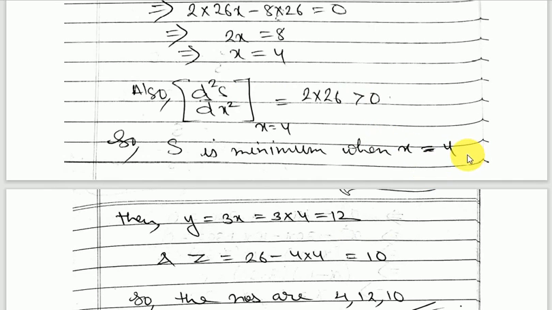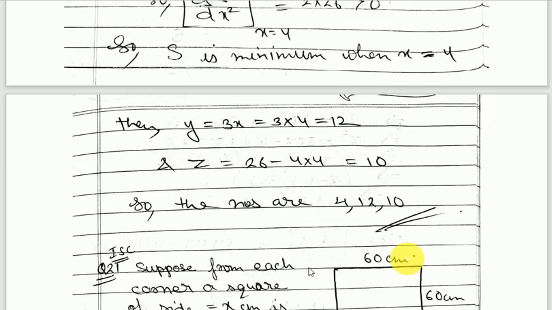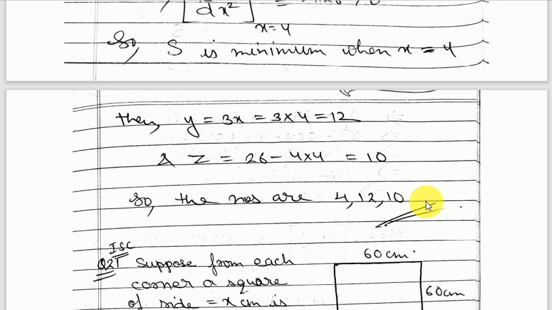So once you know x equal to 4, then you can find your y and z. So y will be 3x, that means 12. z will be 26 minus 4x, that means 10. So the numbers are 4, 12 and 10.